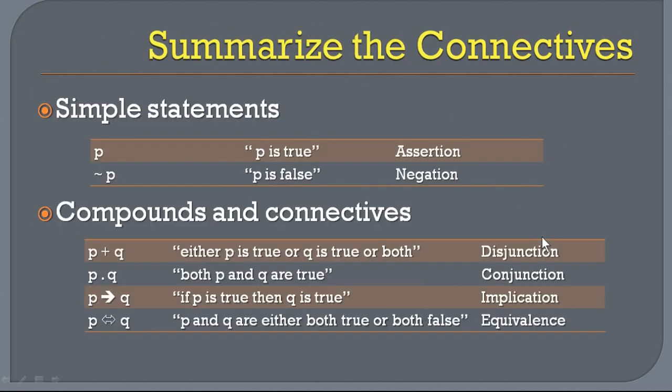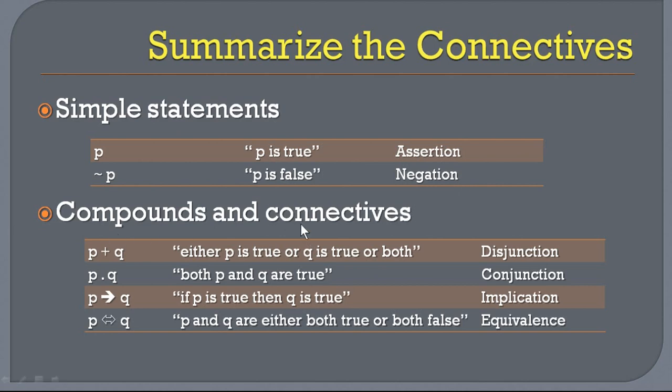Now we are going to summarize the connectives. For simple statements, you can see only one statement, so you can use a negation sign. You can see tilde P, that is not P. P is false, it is a negation. The first one is an assertion, because it is positive, that is, P is true. You don't have a tilde sign here, you don't have the not operator, so it is an assertion.